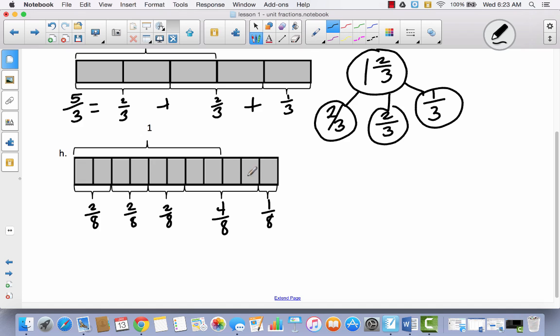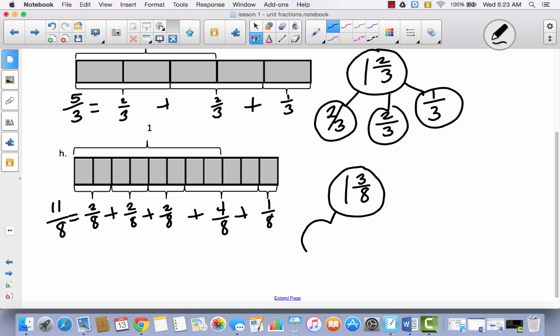So I've got 1, 2, 3, 4, 5, 6, 7, 8, 9, 10, 11/8. So 11/8 equals 2/8 plus 2/8 plus 2/8 plus 4/8 plus 1/8. Okay, so again, when I do my number bond, I'm going to do this as a mixed number. I've got one whole, and then I've got 1, 2, 3/8 extra. So I've got one whole and 3/8.